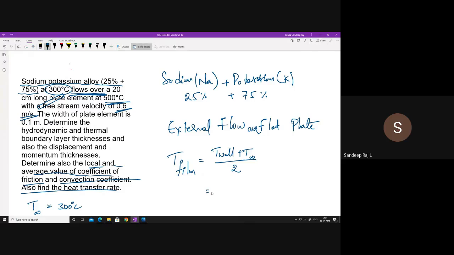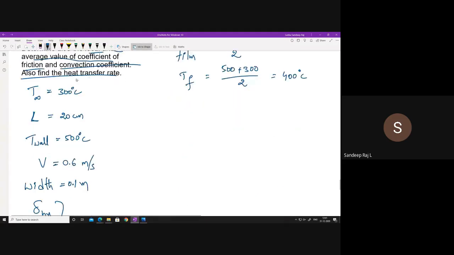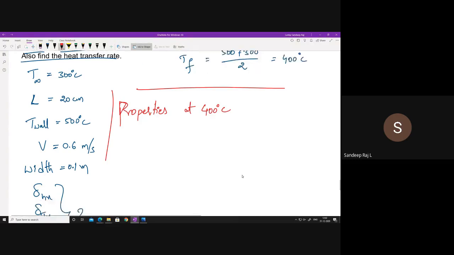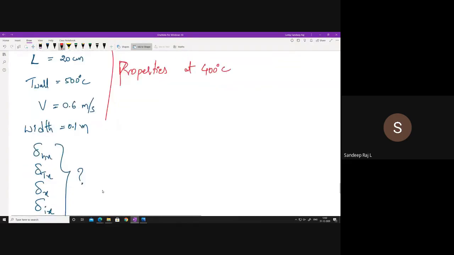So this is what it is. T wall is 500, T infinity is 300, so (500 + 300) / 2. What is it? 400 degrees centigrade. T_F is 400 degrees centigrade. What you have to do is get the properties at 400 degrees centigrade.